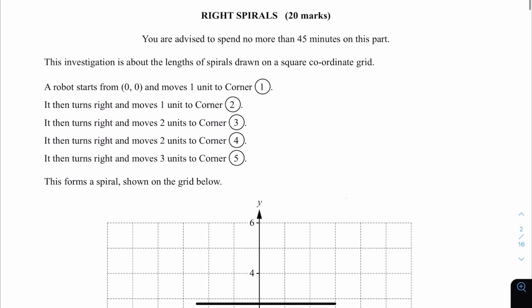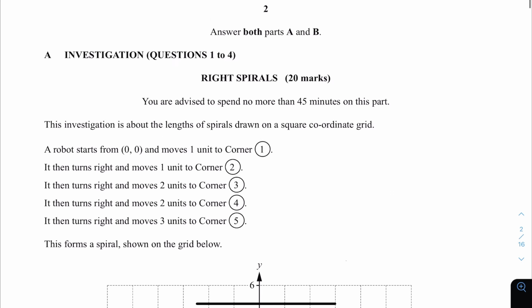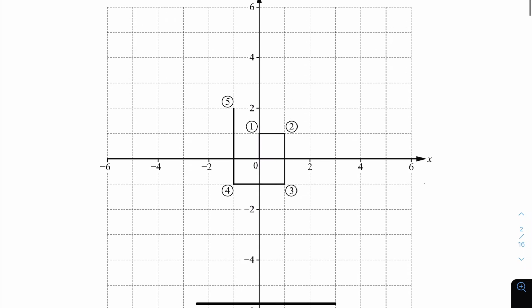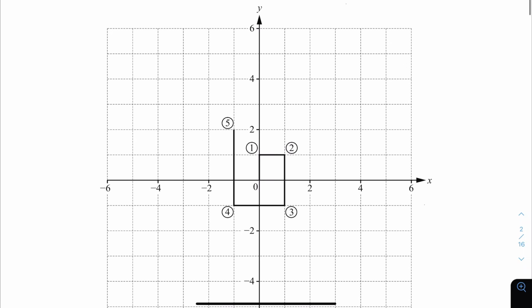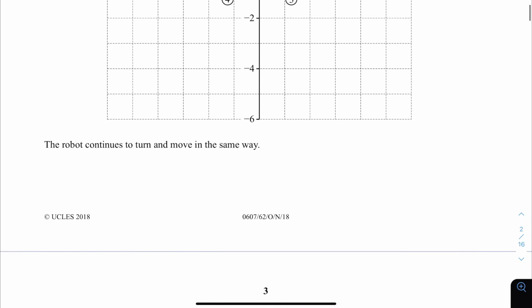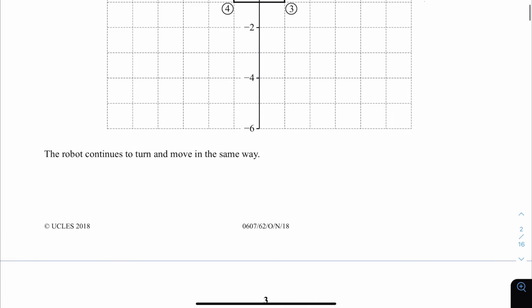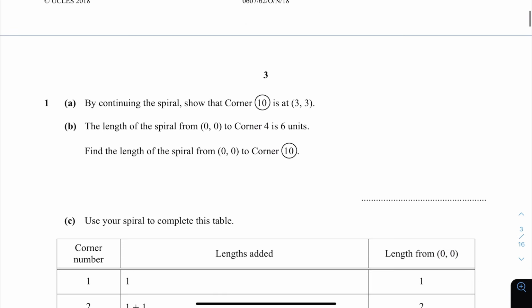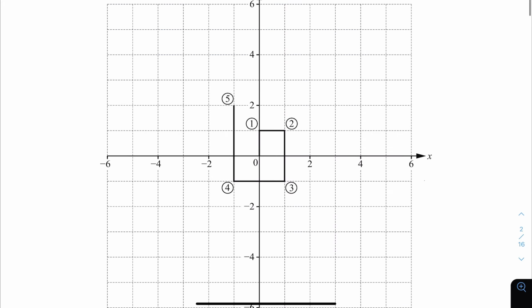So a robot starts from 0, 0 and moves 1 unit to corner 1, turns right and moves 1 unit to corner 2, turns right, moves 2. Okay, yes, it's just moving right, and adding units. And we're forming a spiral here. It's pretty clear to see how they want us to go about doing this. So the robot continues to turn and move in the same way. So by continuing the spiral, show that corner 10 is at 3, 3. All right, so we just have to continue the spiral.